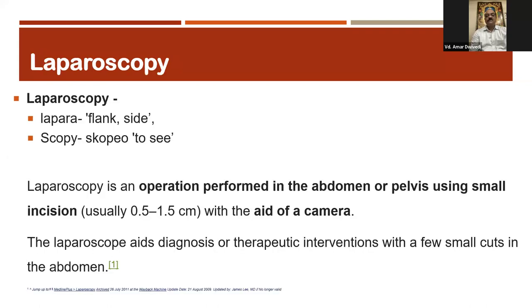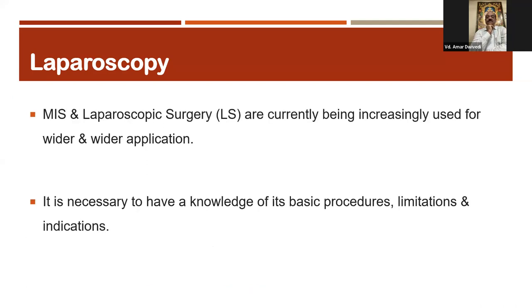Another word is laparoscopy. What do we mean by laparoscopy? The word is made up of two words: lapara, meaning the flank or side, and scopy, meaning to see with a scope. So laparoscopy is an operation performed in the abdomen or pelvis using a small incision with the aid of a camera and telescope, for diagnosis or therapeutic intervention, through a few small cuts in the abdomen. With the help of these small incisions and some instruments, we perform laparoscopic surgery.